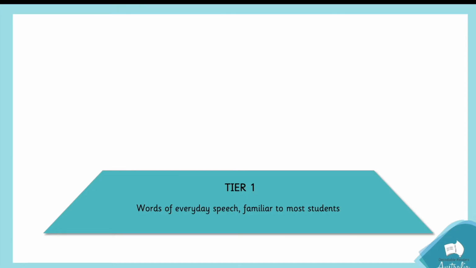When we consider words, we can consider them in 3 different tiers. The first tier are those everyday words, familiar to most students. Most students have an extensive understanding of Tier 1 words because they are the words that they use to communicate with each other. They not only understand those words, but they can use them as well. For example, I am feeling happy. The word happy is quite an easy word to understand and use. Or go and get your book, or I'm feeling tired. These are words that students usually understand.